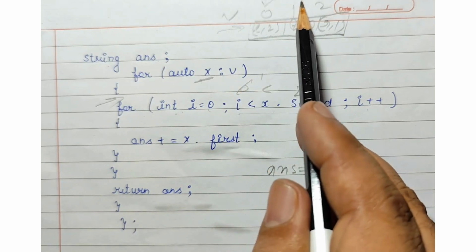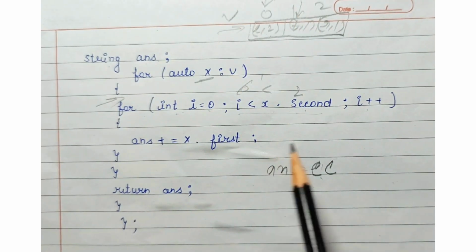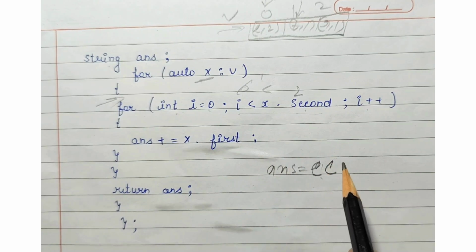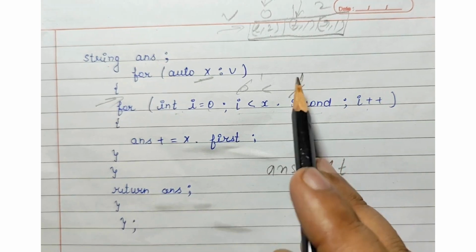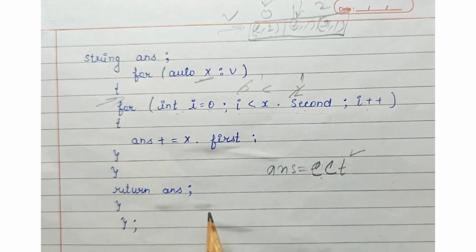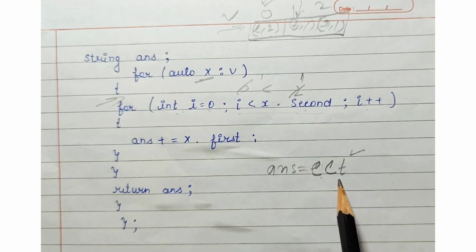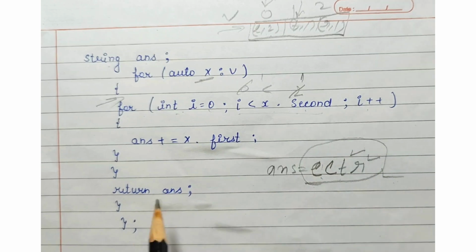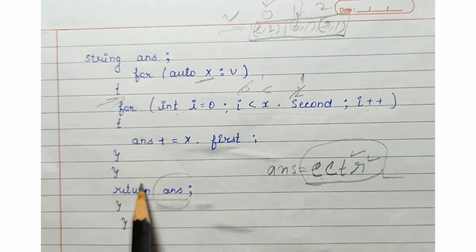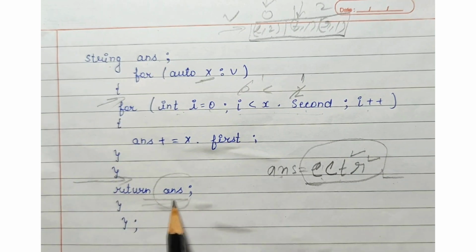Now we move to the second element. Now T is iterated, and here x dot second has a value 1, so T is included only once. In a similar way R is included only once. So in this way this output will display. After this we return this ans variable and this string is returned.